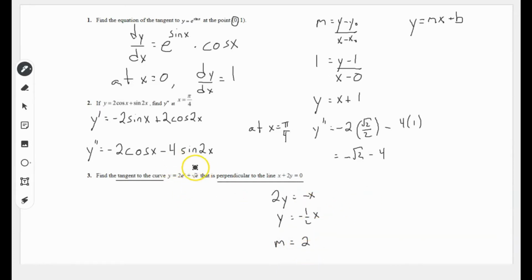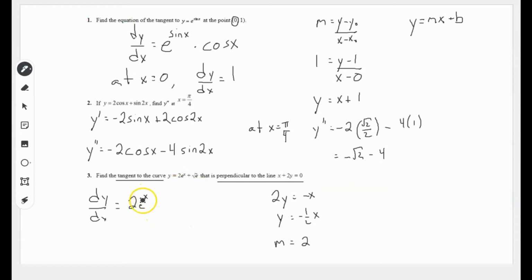So the slope we want is 2. So let's go back to this curve here. And let's find the derivative. dy by dx. Alright, so the derivative of 2e to the x is simply 2e to the x.